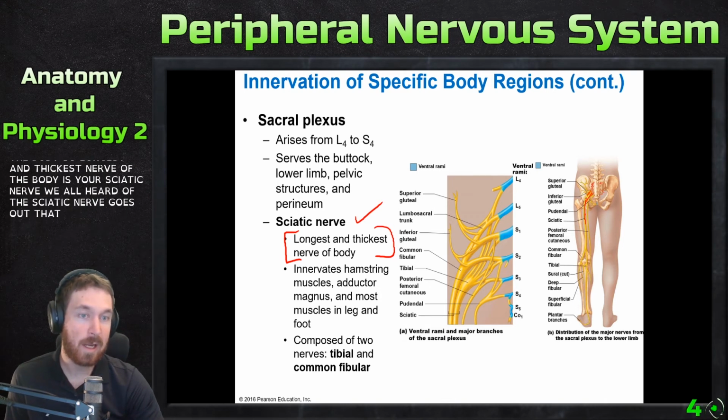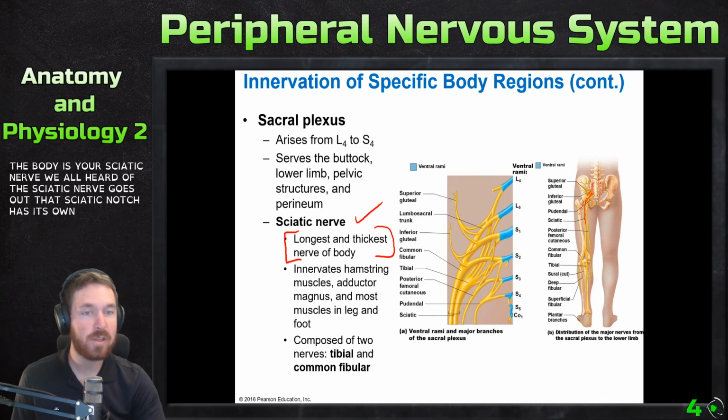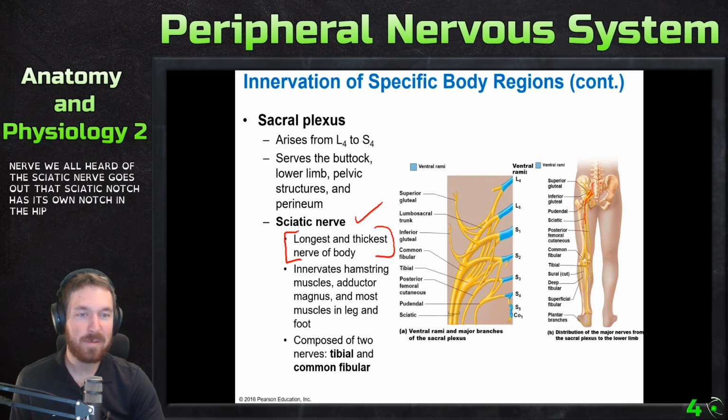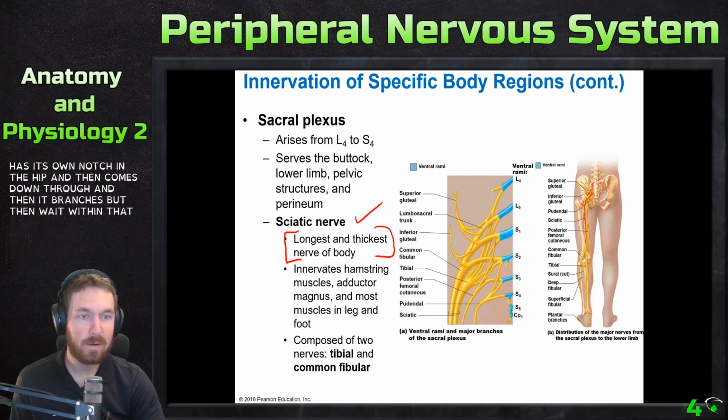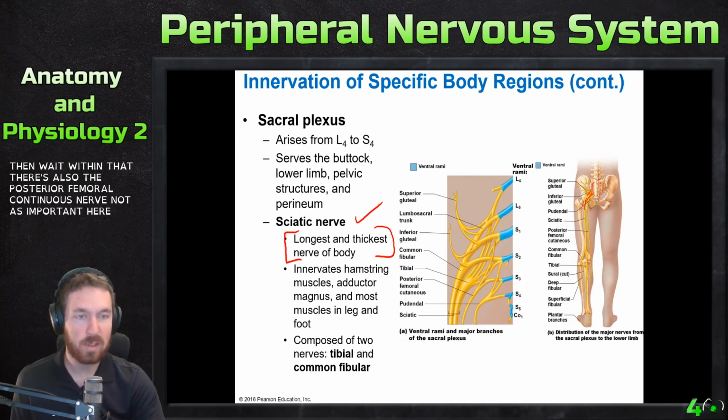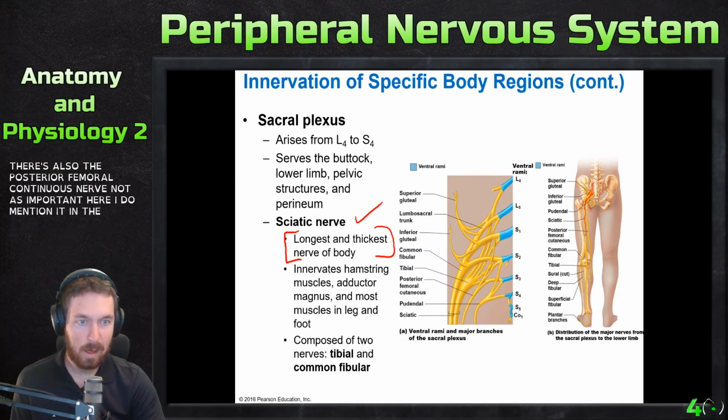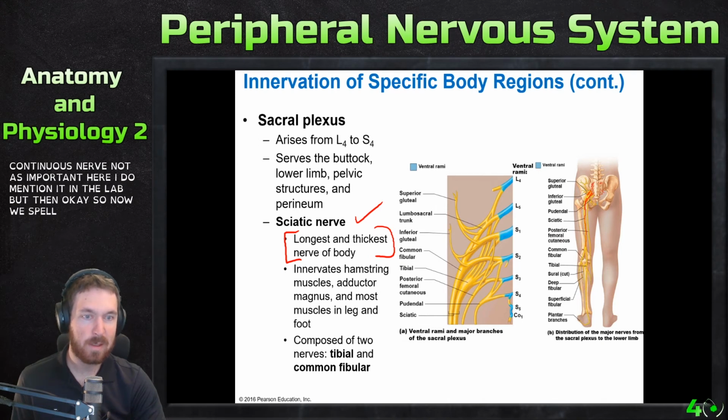It goes out the sciatic notch. It has its own notch in the hip. And then it comes down through, and then it branches. Within that, there's also the posterior femoral cutaneous nerve, not as important here. I do mention it in the lab. But then, okay, so now we split. This first split becomes the common fibular. So that's going to go down the fibula.